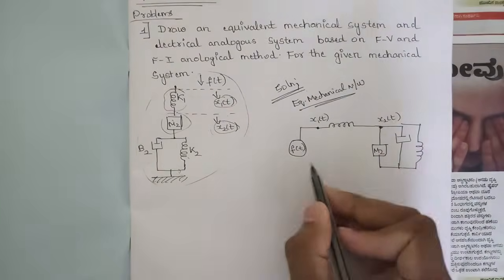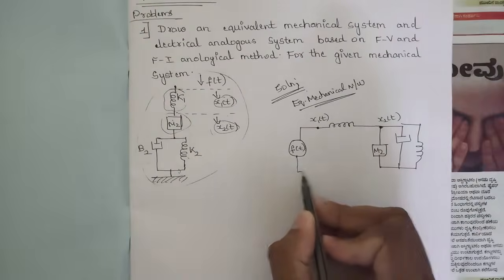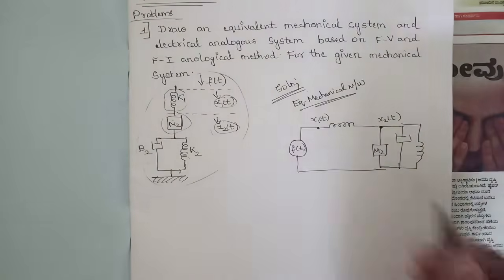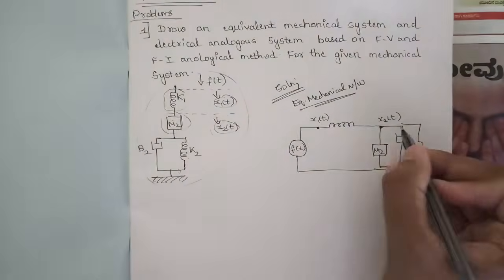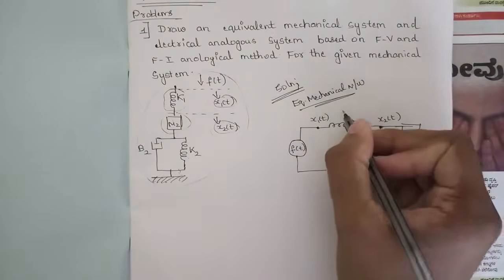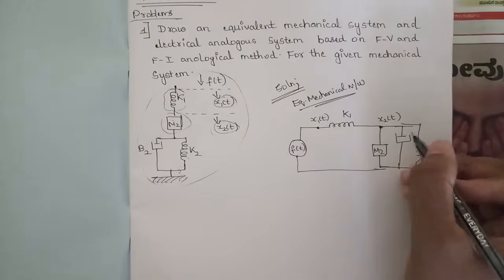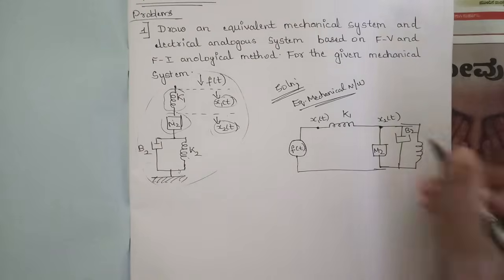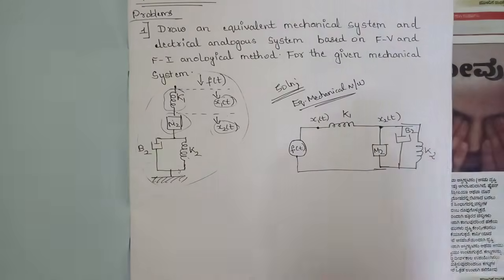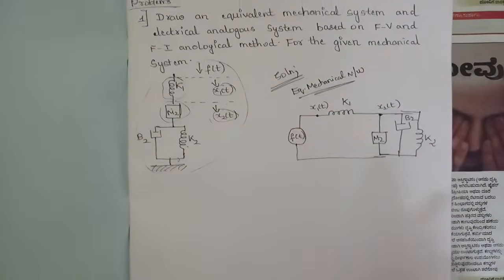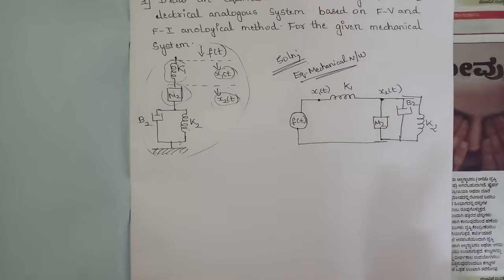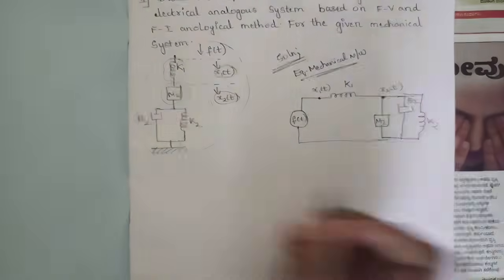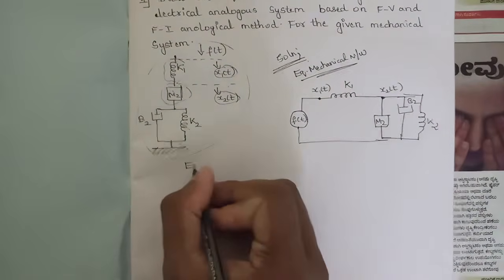After giving the names for these two nodes and joining them, this would be a closed path. So here the names are k1, m2, b2 and k2. This is the way we need to write the equivalent mechanical system first. Now the next step is writing the equilibrium equations.